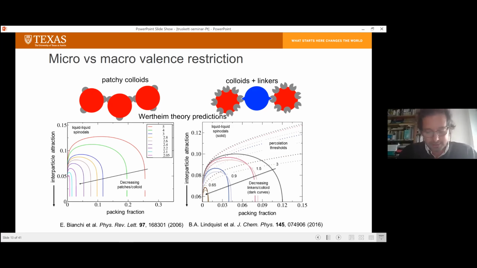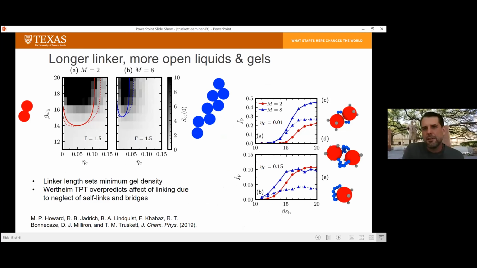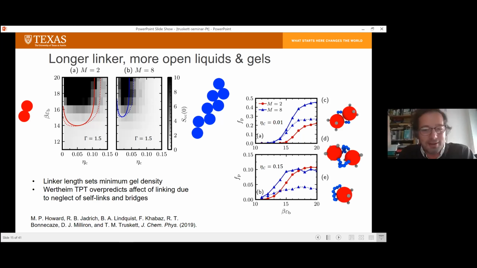Okay, sorry. Yeah. And then the second question is about the bridging gel. I didn't understand why, at some point, it doesn't gel anymore if you put too many linkers. So why would that happen? Yes. Why would that happen?